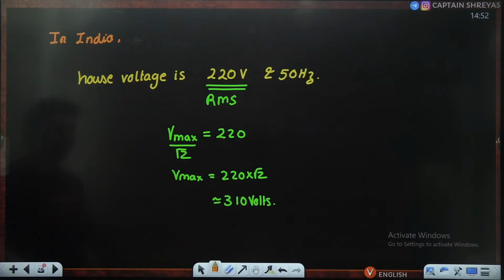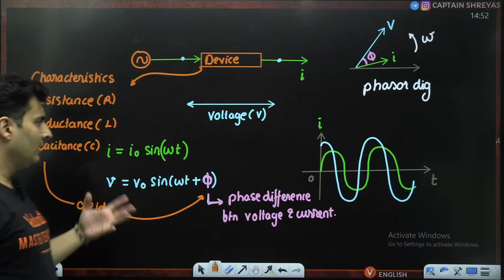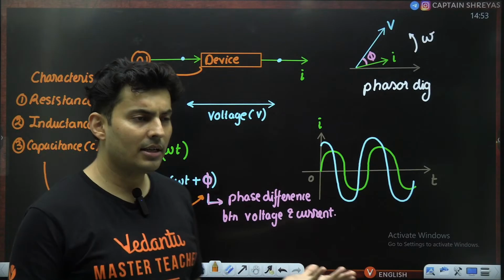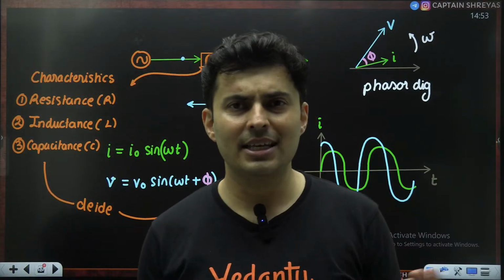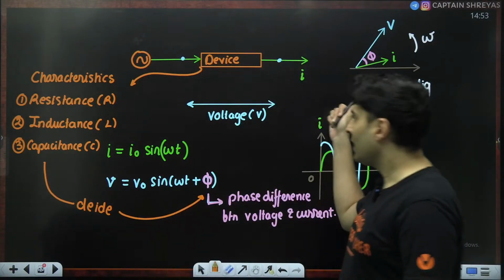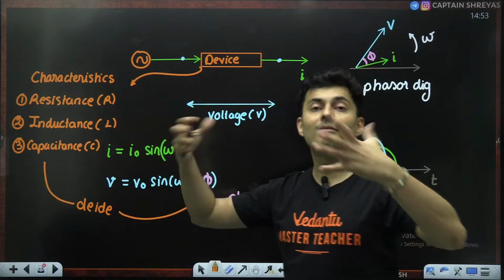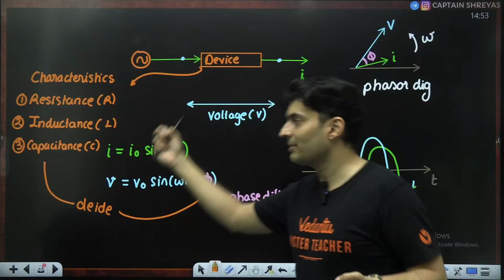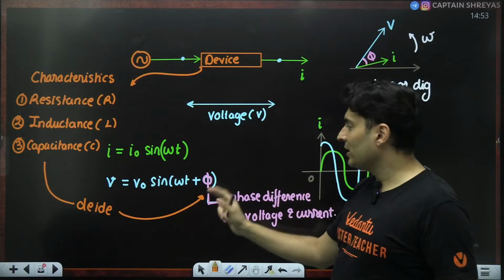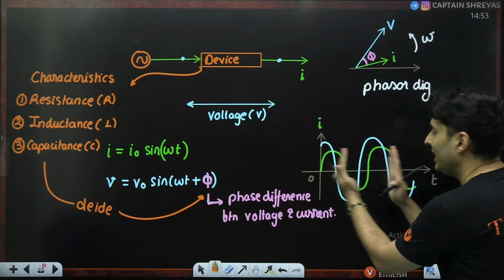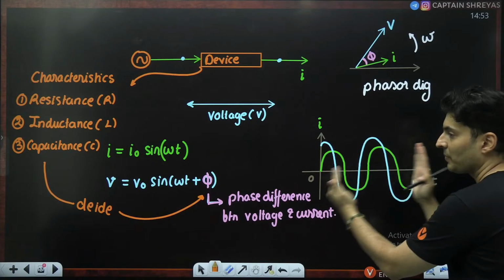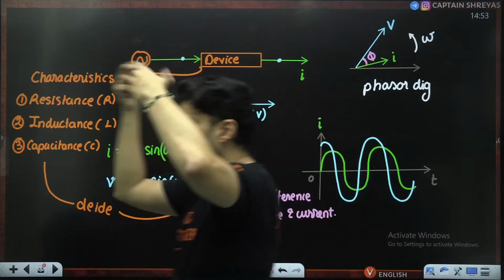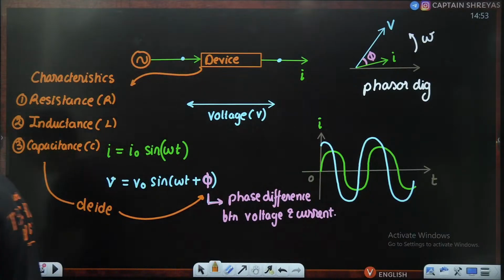Cool. So what did I just say? That listen, all the voltages and currents in alternating AC circuits are typically not in phase. So there is a phase difference, and that phase difference depends on the device. It might have some resistance, some inductance, some capacitance. So based on that, the gap might increase or decrease. The angle between the voltage and current phasor might increase or decrease.